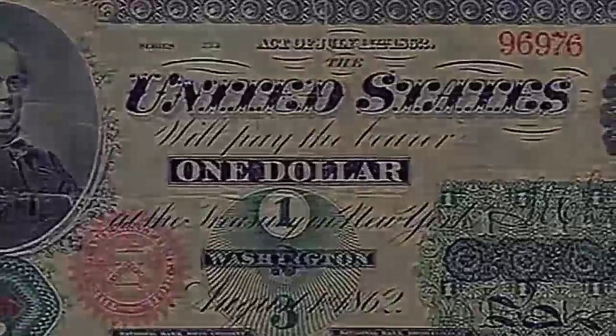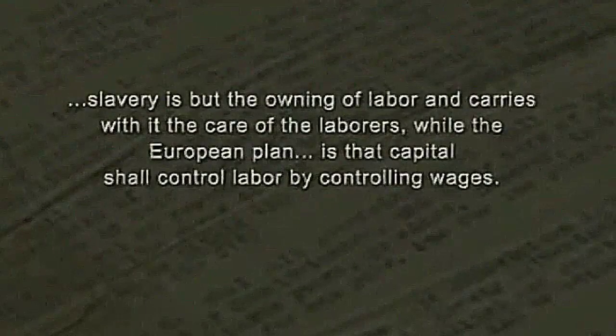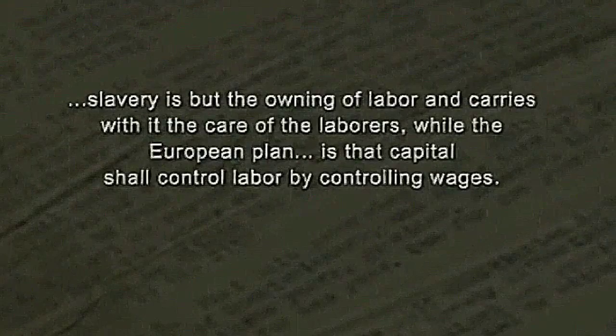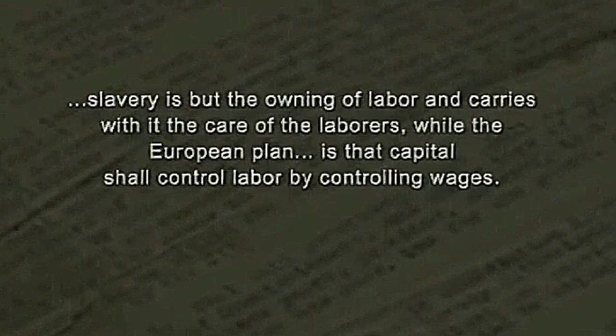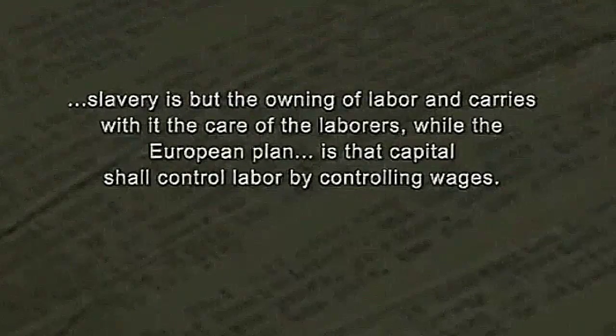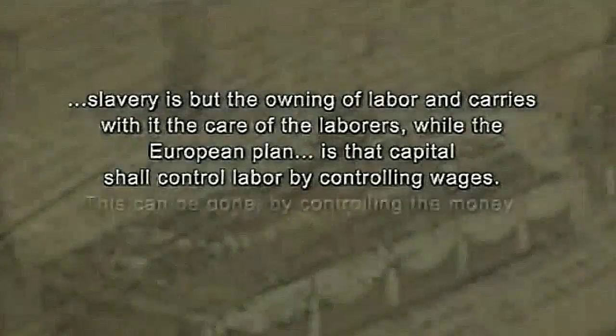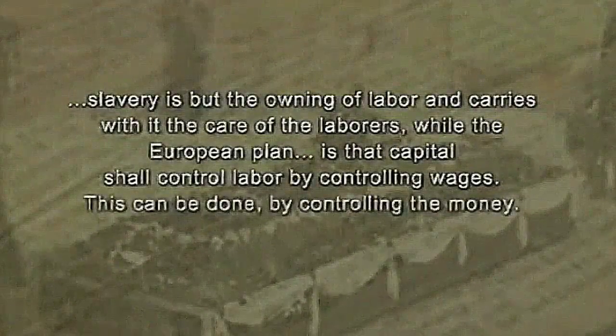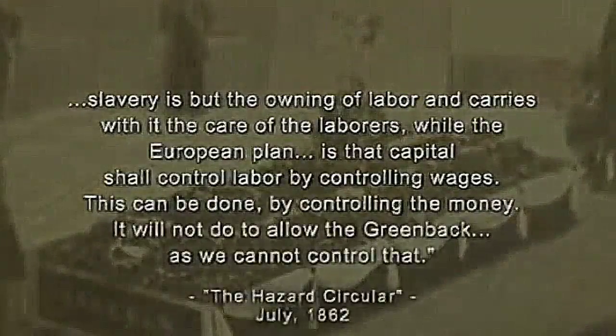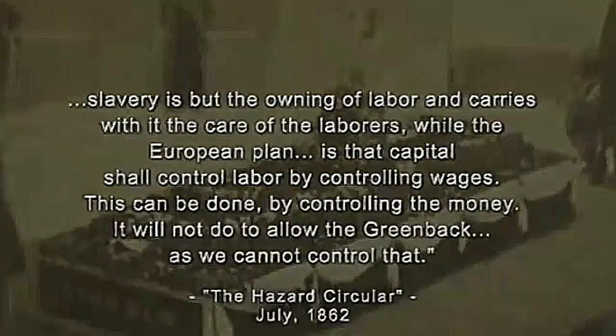Shortly after this measure was taken, an internal document circulated between private British and American banking interests stated, "Slavery is but the owning of labor and carries with it the care of laborers, while the European plan is that capital shall control labor by controlling wages. This can be done by controlling the money. It will not do to allow the greenback, as we cannot control that."